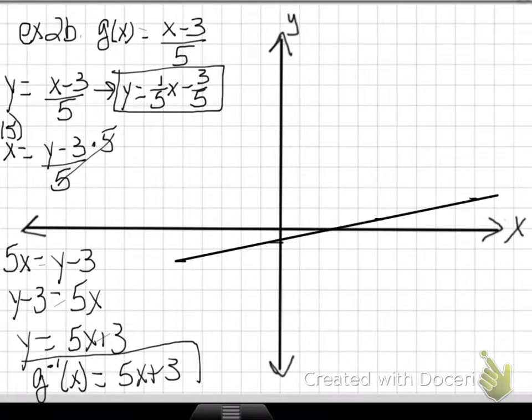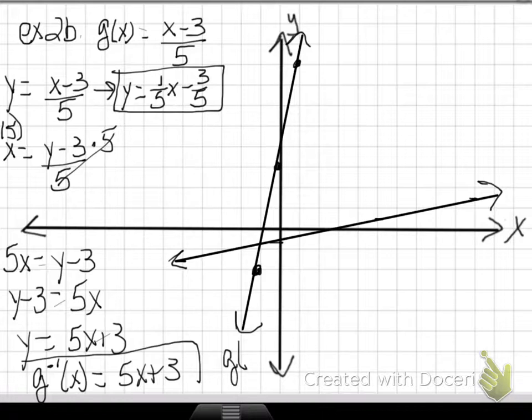Now I'm going to graph the first function, and I changed it to y equals 1/5 x minus 3/5. So my y-intercept is negative 3/5, and I'm going to go up 1 over 5. Then I'm going to plot the inverse function, and make sure you label it. This is the inverse, and this is the function.